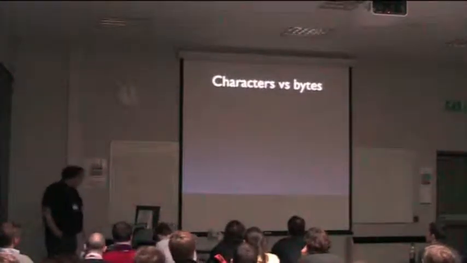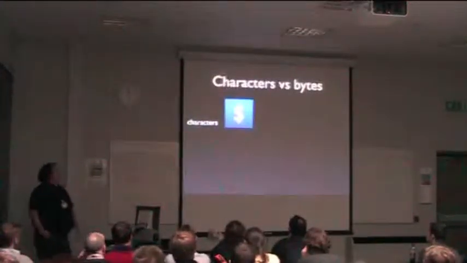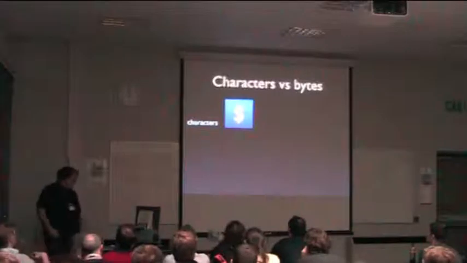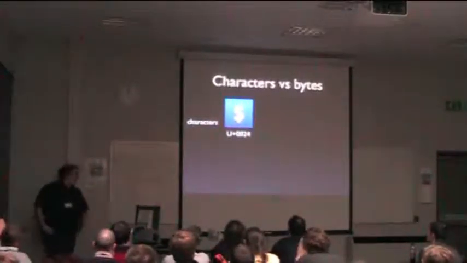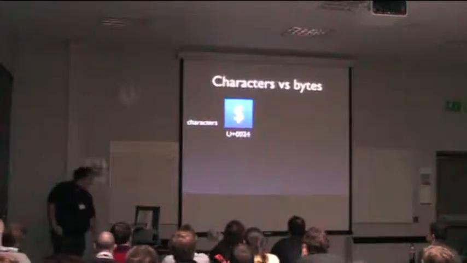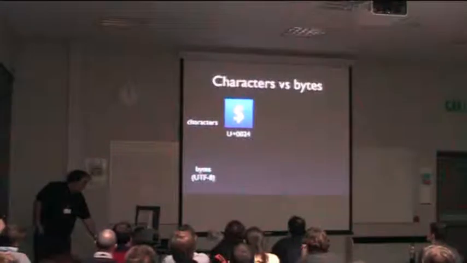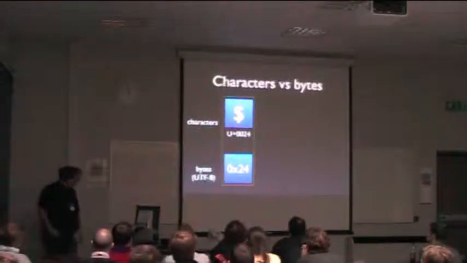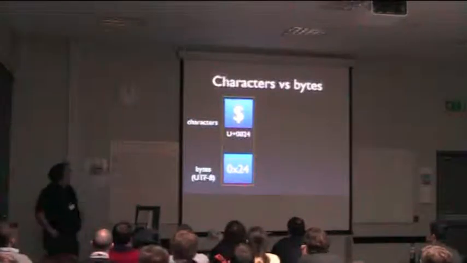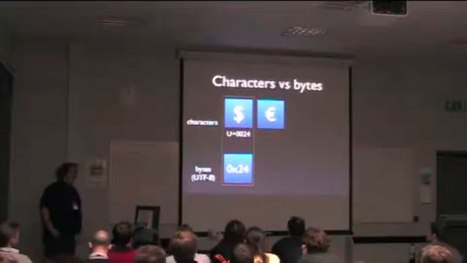Now, characters and bytes is really quite important. That's a character. In Unicode, it's actually code point 0024. And you represent it in UTF-8, which is one of the more common encodings in Unicode, as 1 byte, x24. Which is great. One character equals 1 byte. It would be nice if it always was. It was nice.